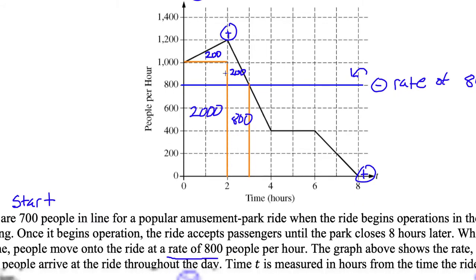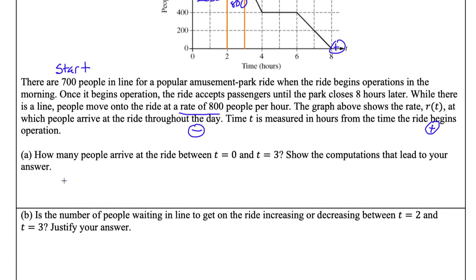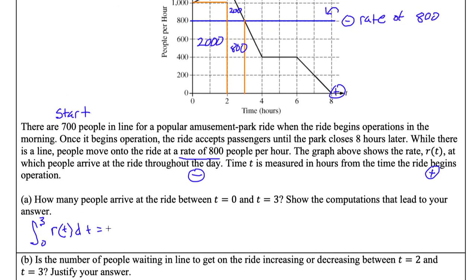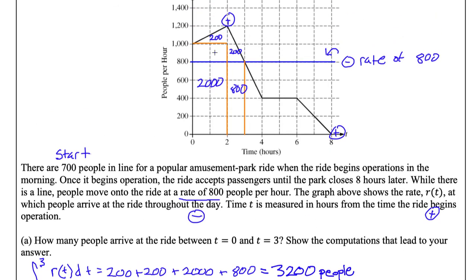All right, so moving down here, we just have to add all those up. So I say the integral from 0 to 3 of lowercase r of t dt is given by, you just add them all up and you get 200 plus 200 plus 2,000 plus 800. And 800 and 200 make 1,000. And then add another 2,000, you get 3,000, 3,200. So this is equal to 3,200. Our units are people. So between 0 and 3, 3,200 people are arriving into the line because that's our positive rate.